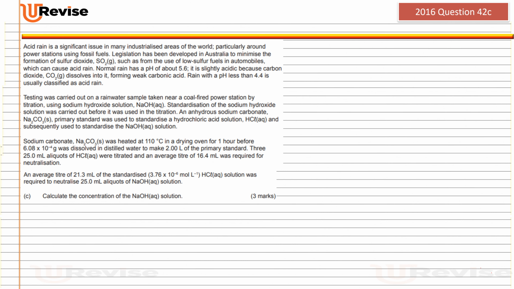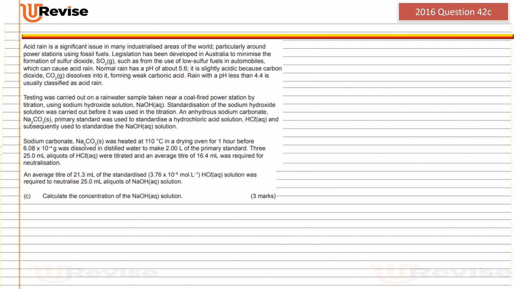Today we're taking a look at question 42C from the 2016 exam. It says acid rain is a significant issue in many industrialized areas of the world, particularly around power stations using fossil fuels. Legislation has been developed in Australia to minimize the formation of sulfur dioxide, such as from the use of low sulfur fuels in automobiles, which can cause acid rain.